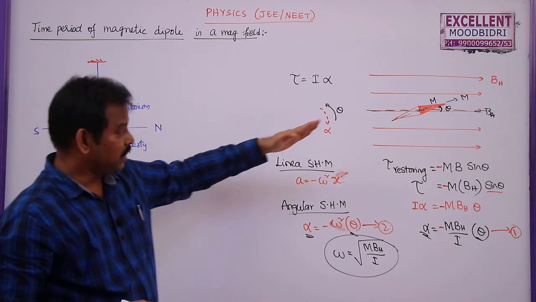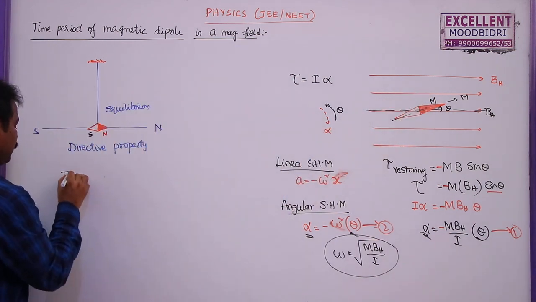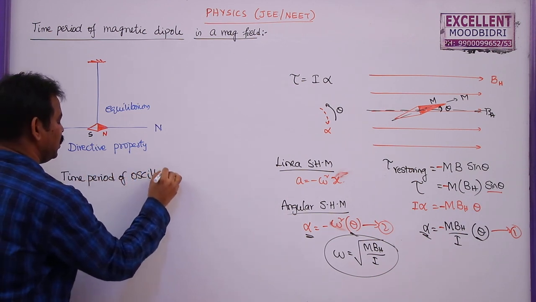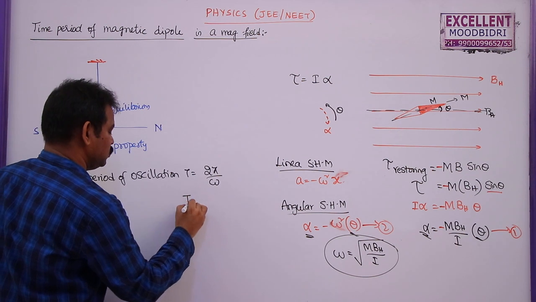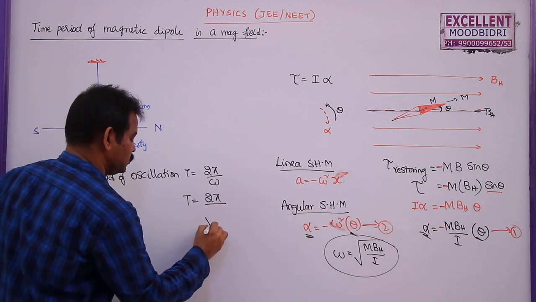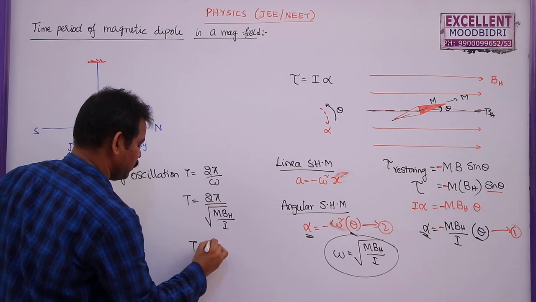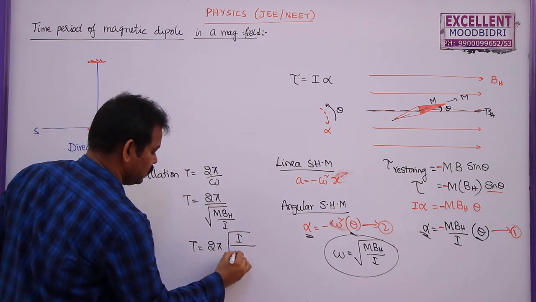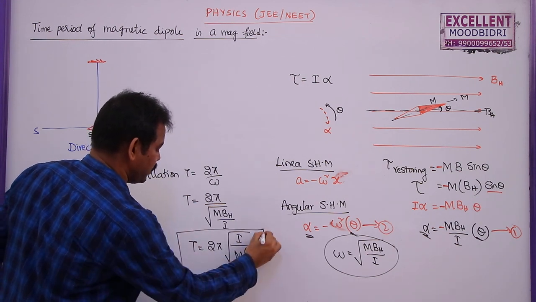Now from this, what is the time taken by this dipole in the magnetic field to complete one oscillation? The time period of oscillation is given by T equals 2 pi by omega, which is 2 pi by root of mB_H by I. So the time period is given by 2 pi root of I by mB_H, where I is the moment of inertia of the bar magnet, m is the magnetic moment of the bar magnet, and B_H is the horizontal component of the Earth's magnetic field.